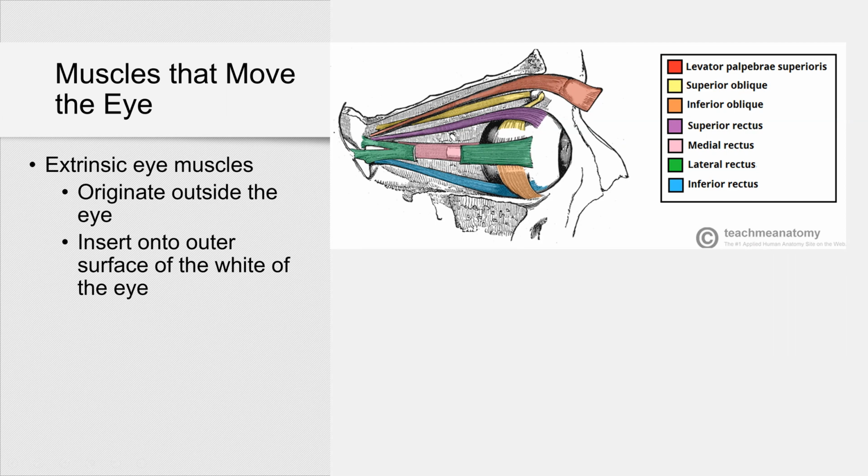So we have 4 rectus muscles, and rectus means straight. So we have superior rectus, shown here in purple. We have inferior rectus, shown in blue. We have a lateral rectus, shown in green, and medial rectus, shown in pink. All right, and then we have 2 oblique muscles. We have superior oblique shown in yellow, and we have inferior oblique, this one right here, shown in this brown color, right?